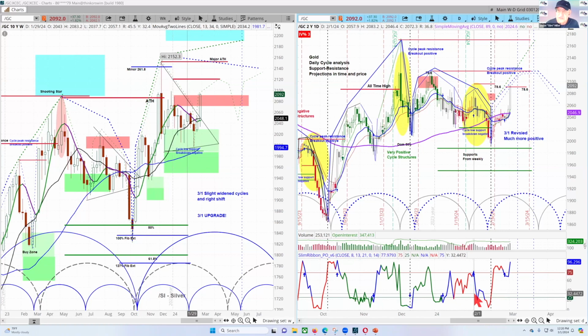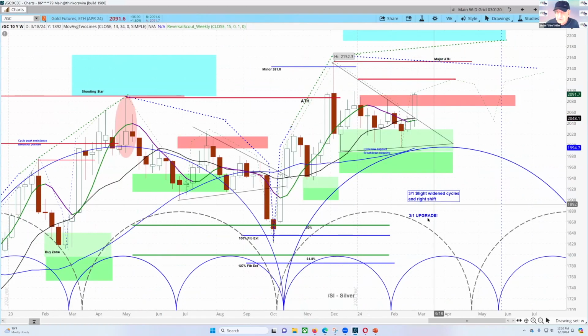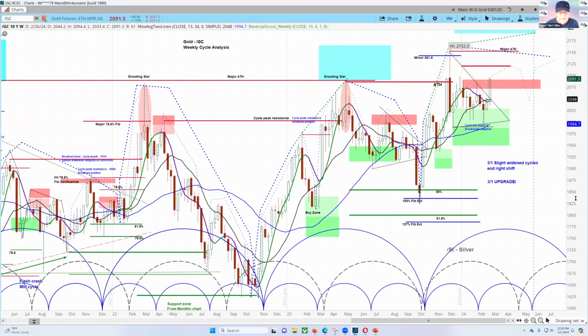Let's blow up the weekly chart right over here. And we have upgraded this. You can see this note: we slightly widened the cycles and shifted slightly to the right. So what does that mean? Well, you can see in here that the big cycle right over here, the dominant one, is broken up into three minor cycles. You can see 1, 2, and 3 and how that lays out.